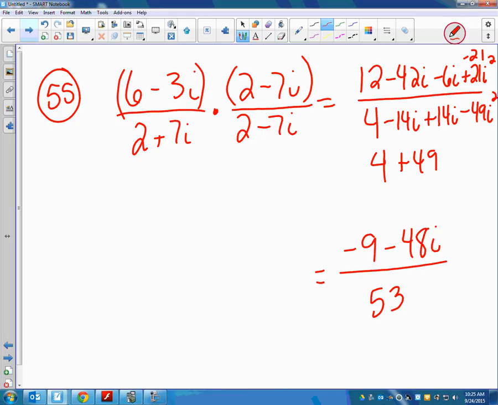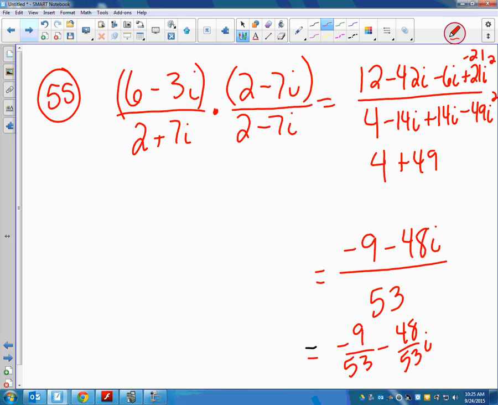You do want to look to see if that bottom number has the same factor as the top numbers, and we could simplify it, but 53 is a prime number, so I think we can do nothing else. Yes? It is done because we got rid of the i in the bottom. If you prefer, remember, you can write it like this. Negative 9 over 53 minus 48 over 53i. Those are the same answer, whichever you prefer.